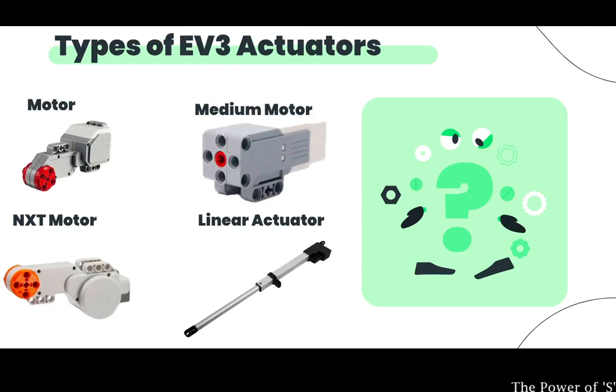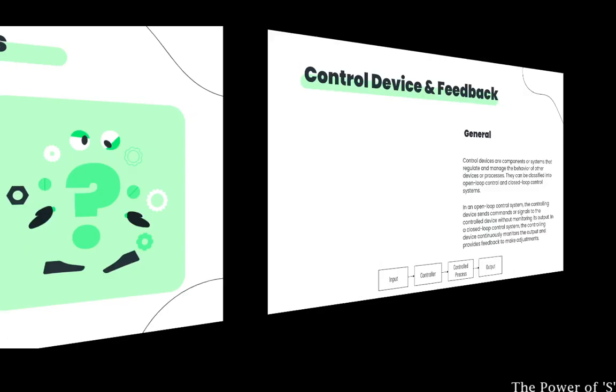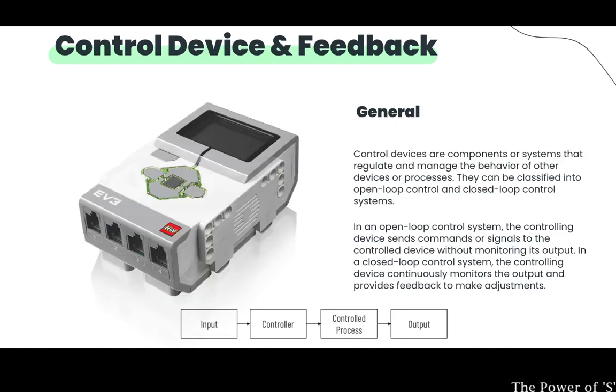Now, the types of EV3 actuators. We got the motor, the NXT motor, the linear actuator, and the medium motor. I know this all seems very weird, and I'll admit, it seems weird to me too, because I haven't actually used them. But ask me a question next time, and I'll give you all the information you want.